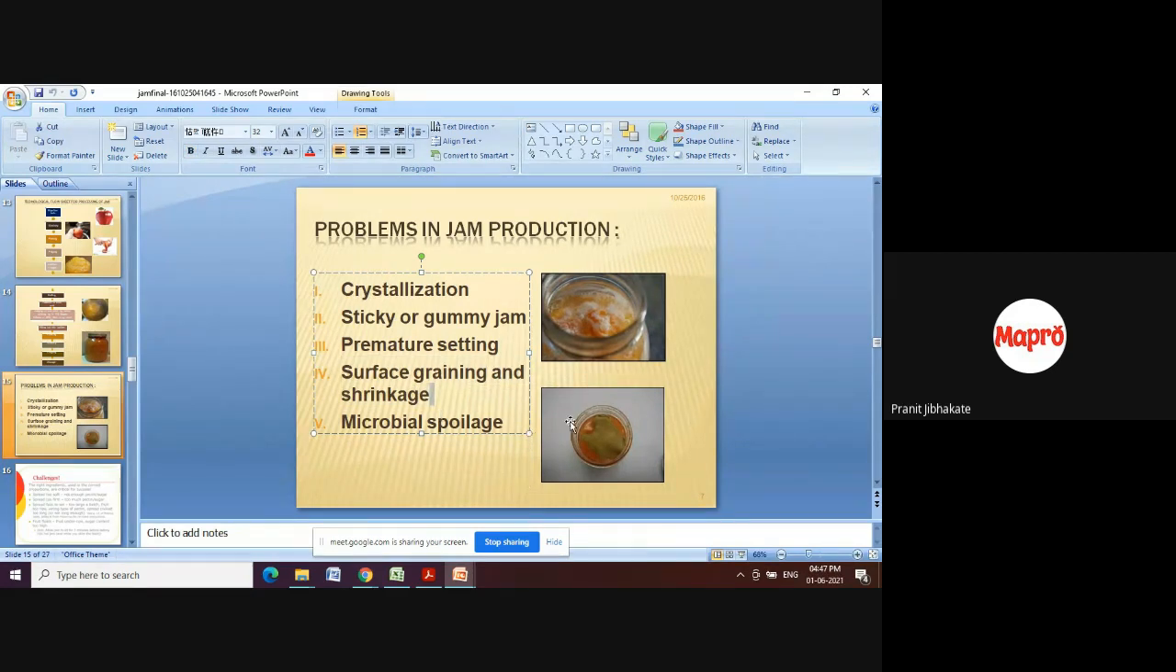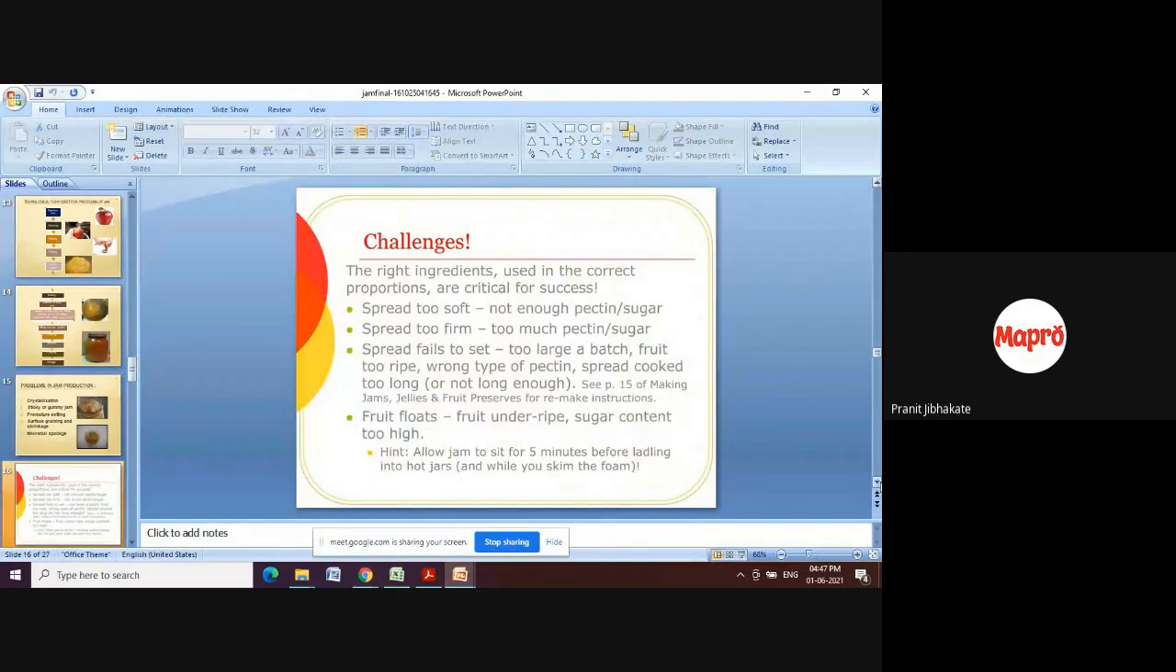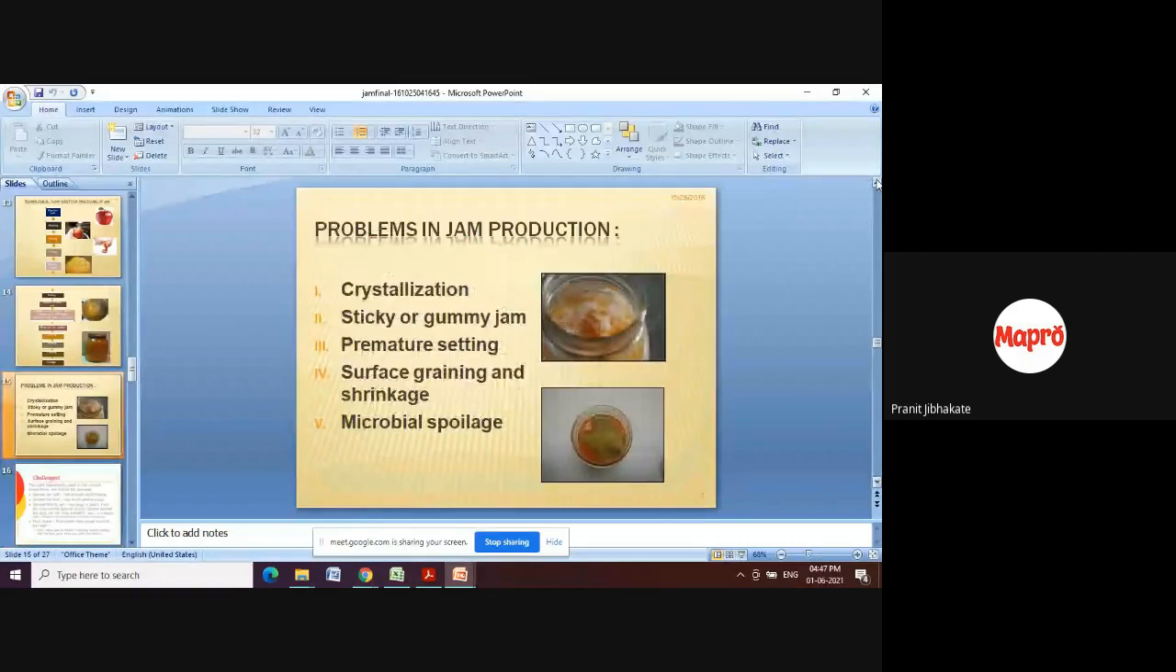Microbial spoilage happens if we do not produce it properly, like we do not maintain the Brix properly, or there is no vacuum after the packing, then the microbial load might increase. We can add preservatives also. There are three preservatives which we can add: sodium benzoate, potassium sorbate, or KMS, potassium metabisulfite.